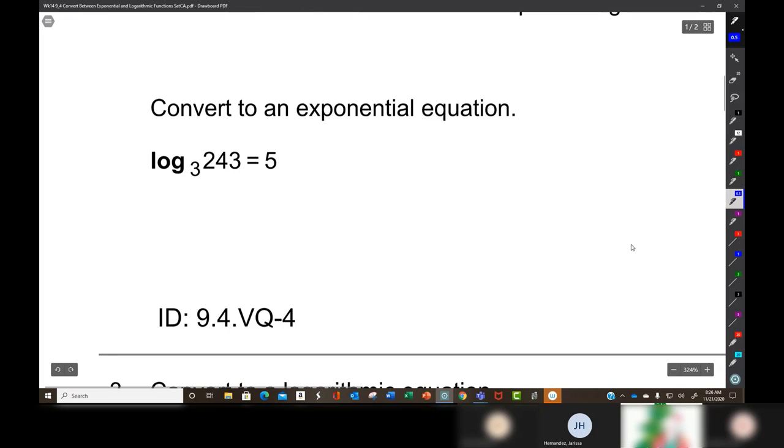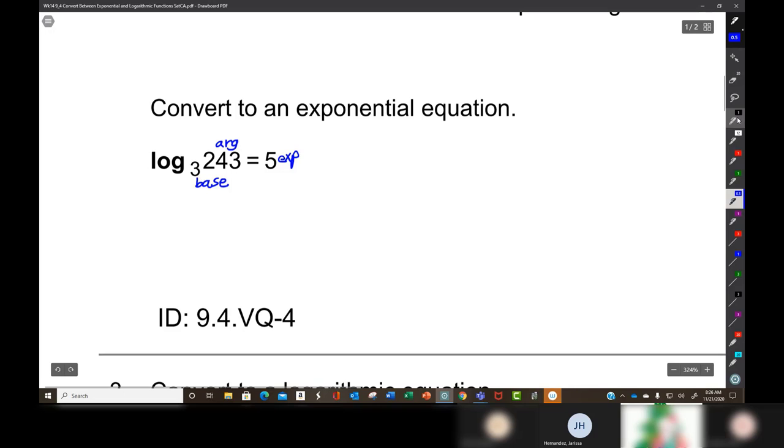Here's a logarithm function. It is set up in the following way. Base, arg, exp. Okay, that's the way all logarithms are set up.